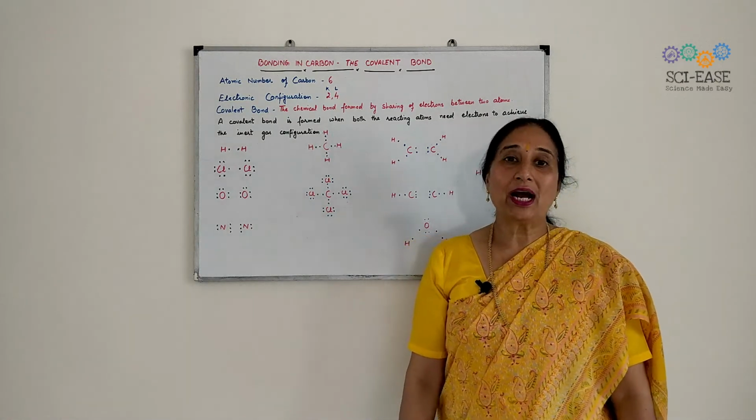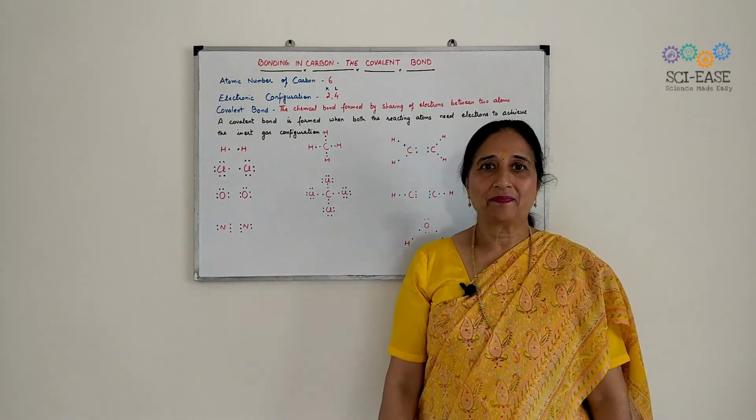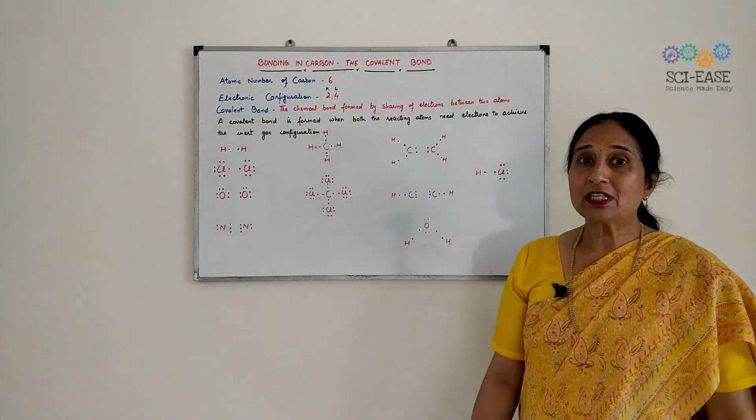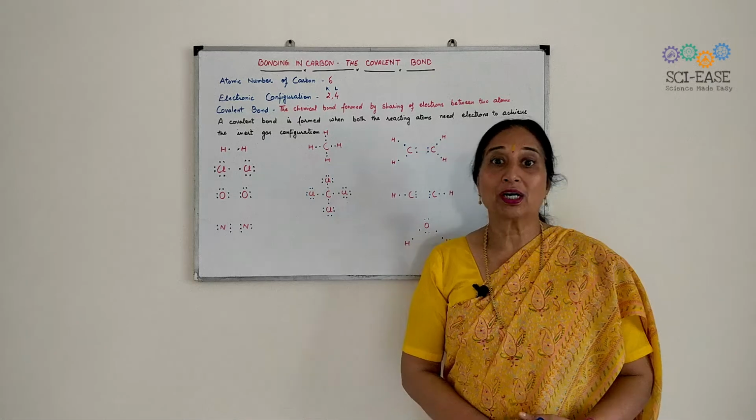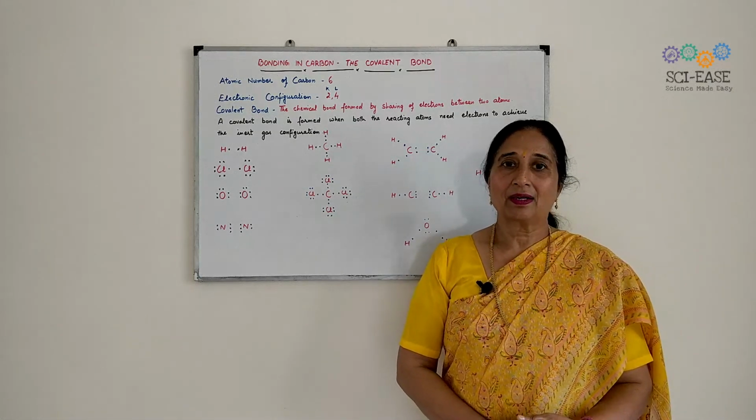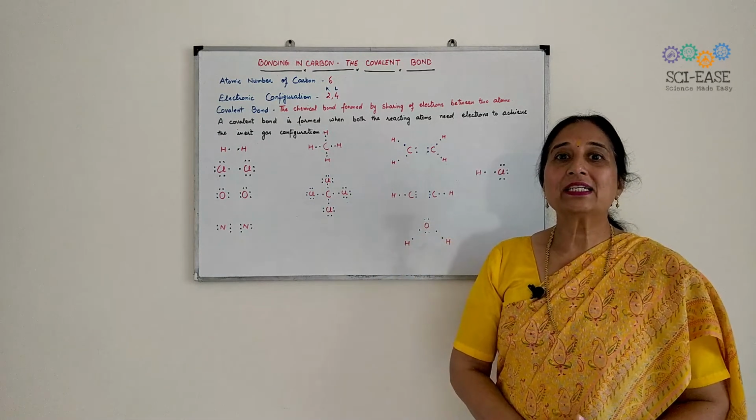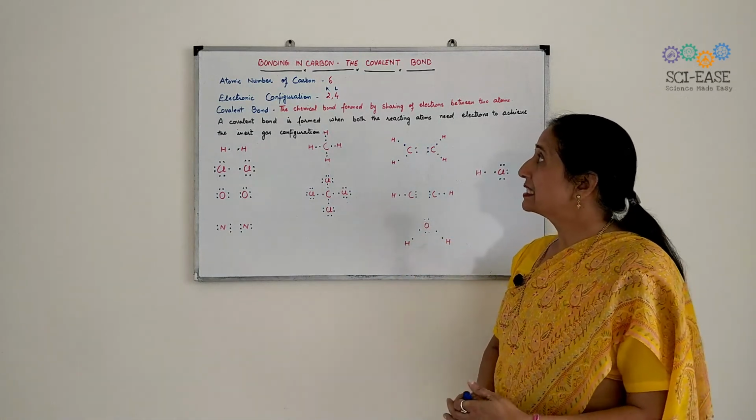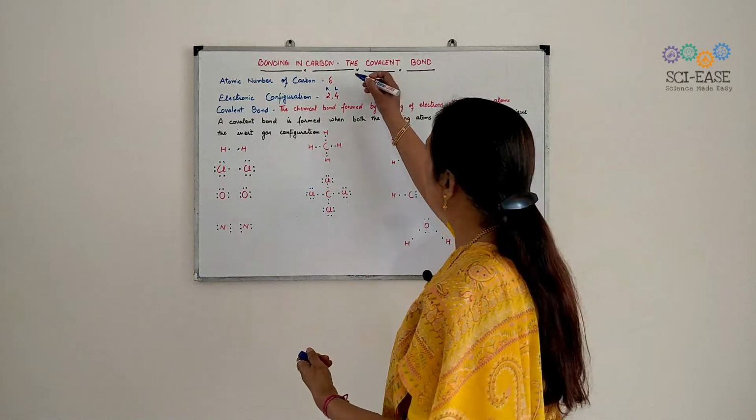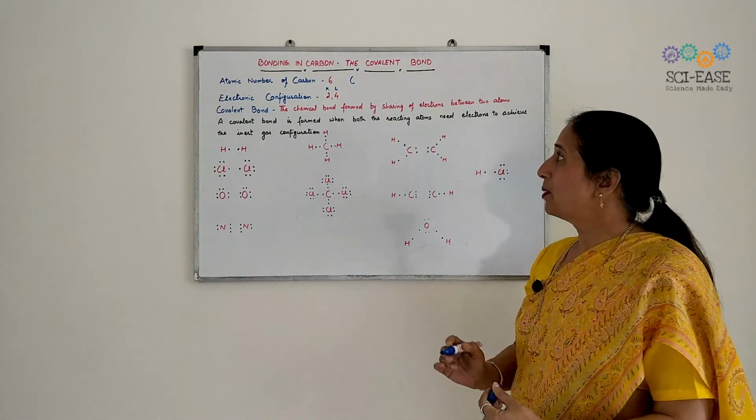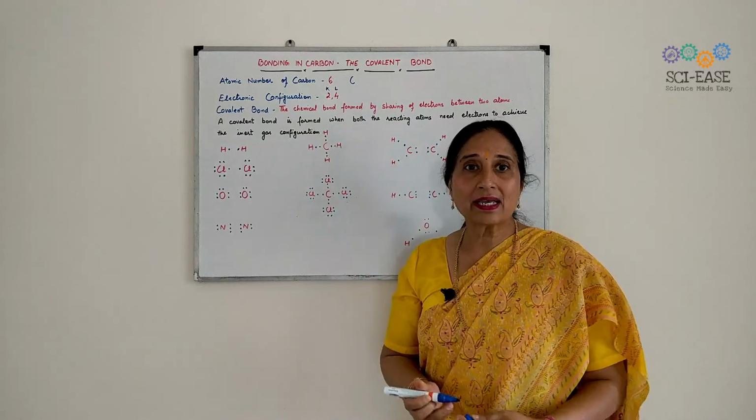In this video, I am going to start with a chapter, Carbon and its compounds. First, I want to tell you something about carbon. Carbon is a non-metal. It has symbol C, and its atomic number is 6.